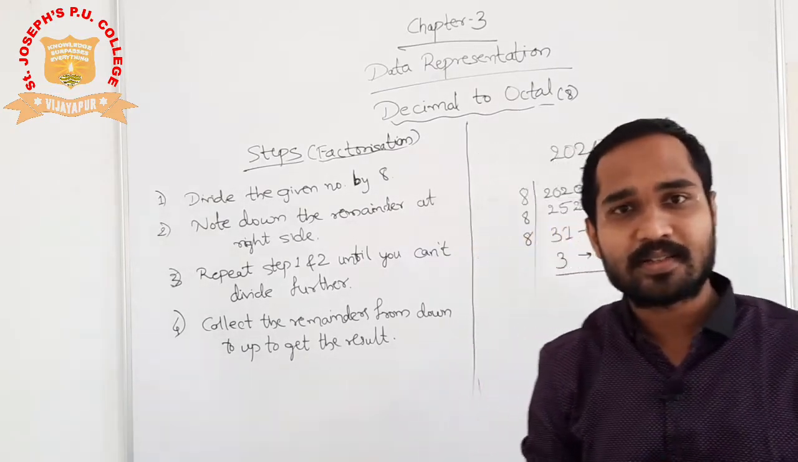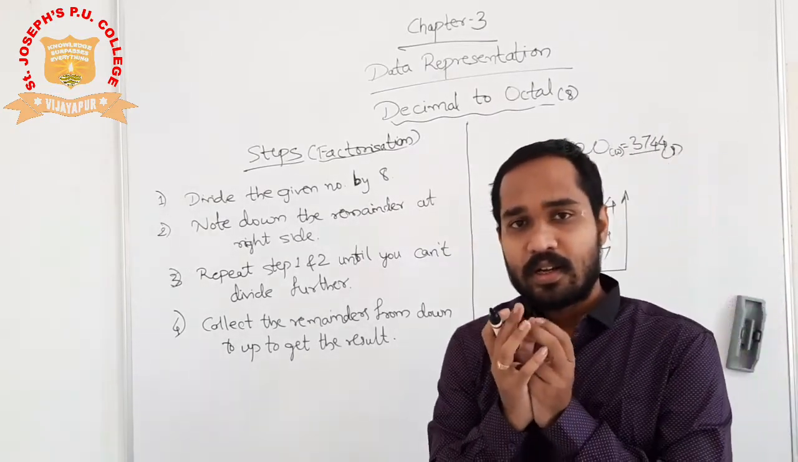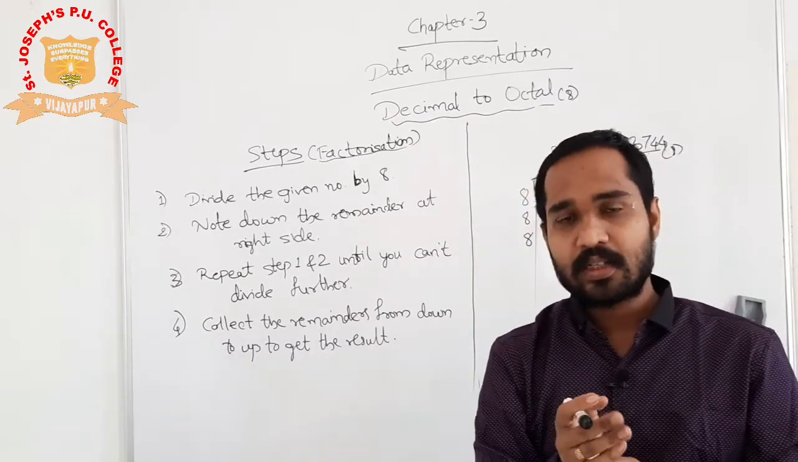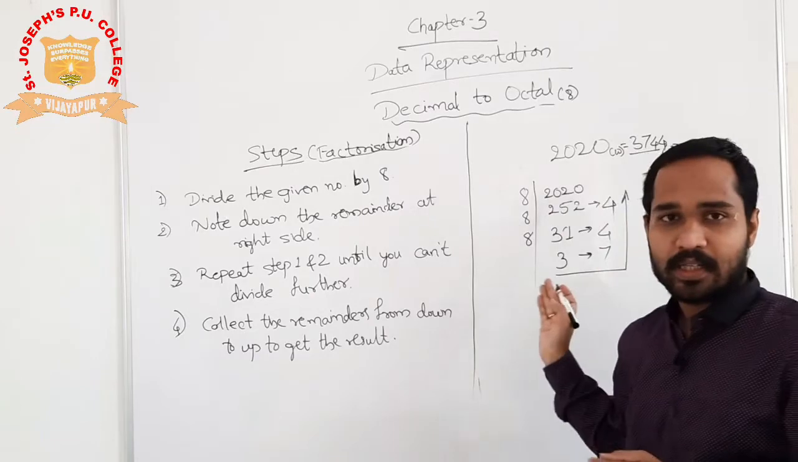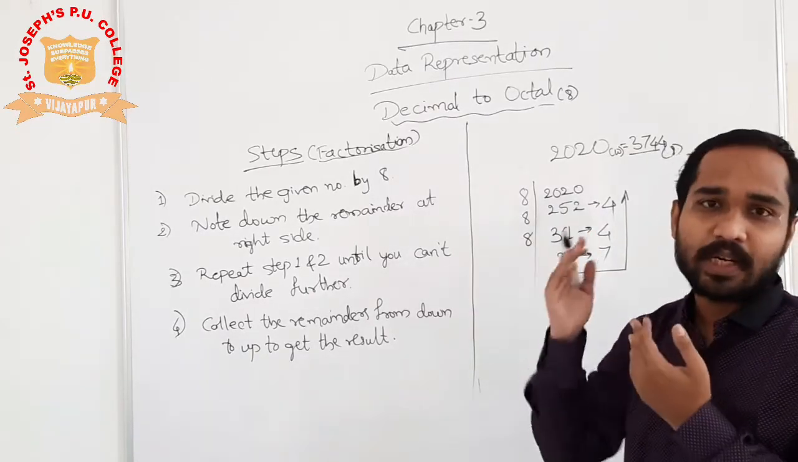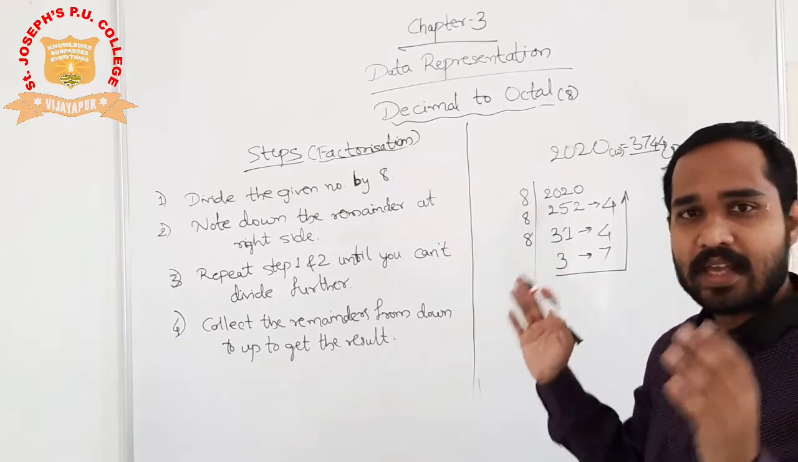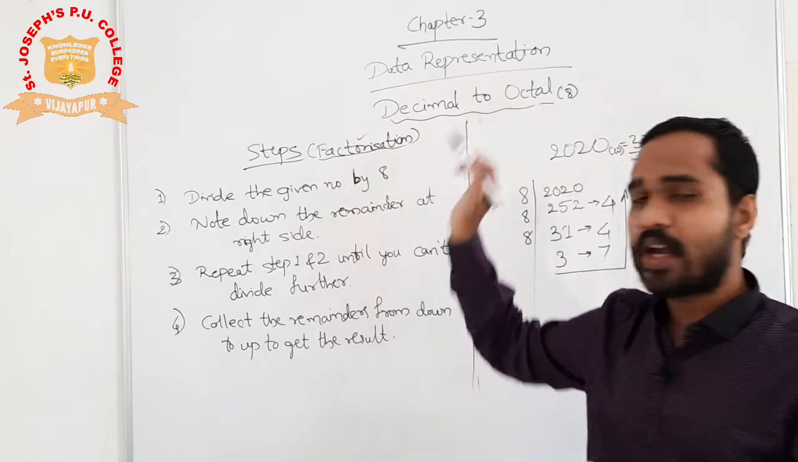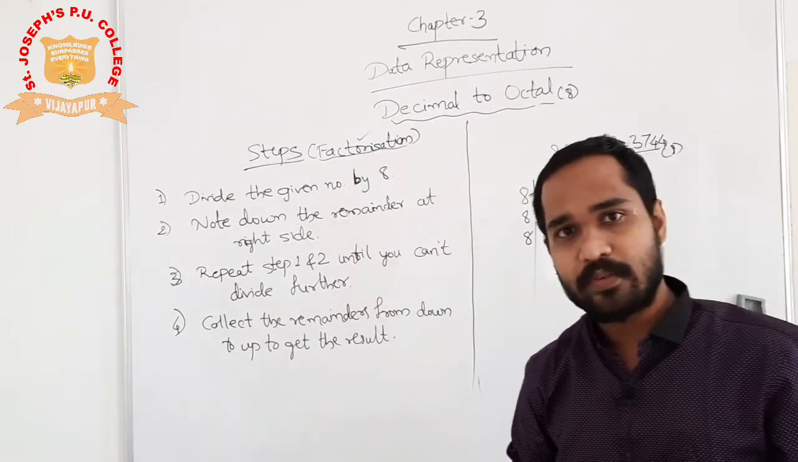Did you all understand this concept? How to convert the decimal number to octal? Go on dividing by 8. Then note down the remainders. Do it until you can't divide further. Lastly, collect all the remainders. Simple. Okay. As you did for the binary, the same procedure you are applying. So this method is called the factorization method. Are you fine with it?